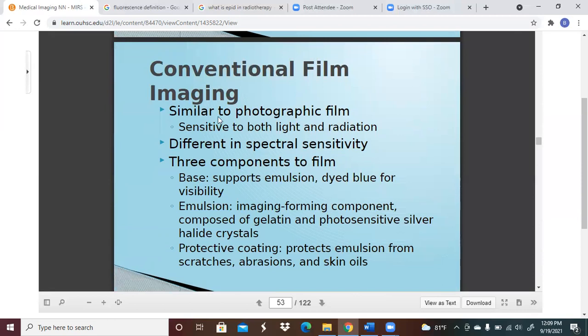With conventional film, it's kind of like photographic film. It's sensitive to both light and radiation, which is essentially the same thing here. It's different in spectral sensitivity.